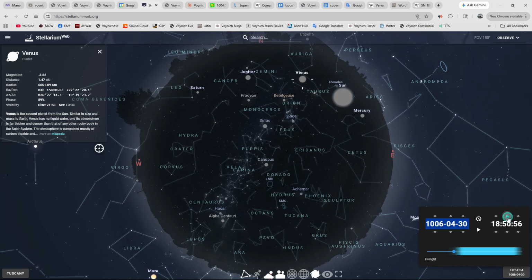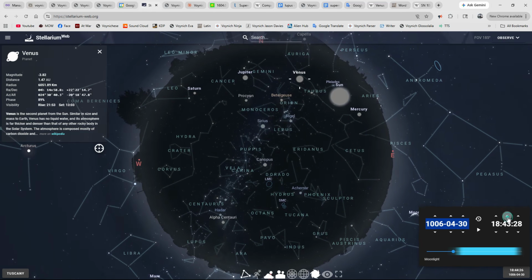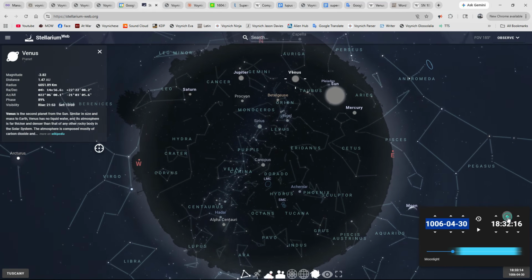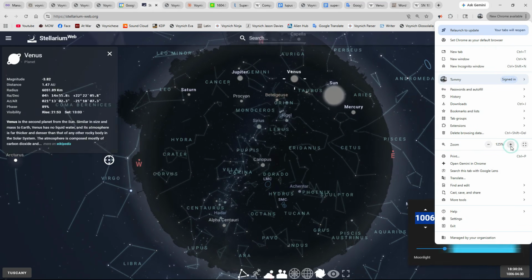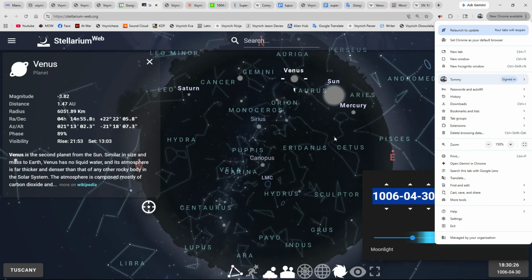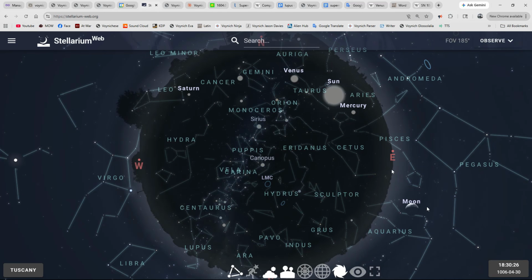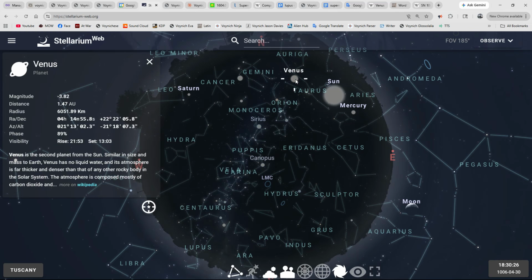Let's put this in here a little bit. And I could blow this up for you if you can't see it that well. We'll focus in on it. And there it is. Once again, there's Venus. Venus is the second planet from the Sun, similar in size and mass to Earth. Venus has no liquid water in its atmosphere. And we shall focus in on it. Now, here's Taurus, and here's the horns entwined for Neo around Venus.